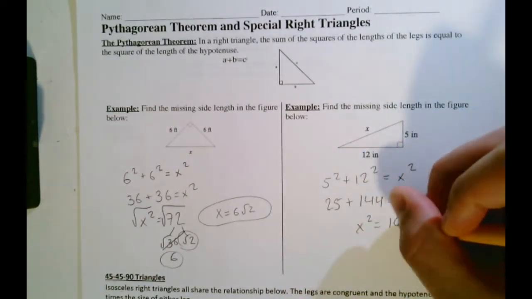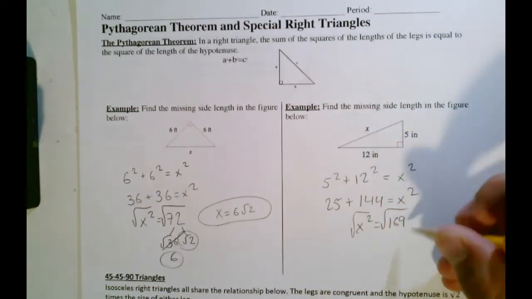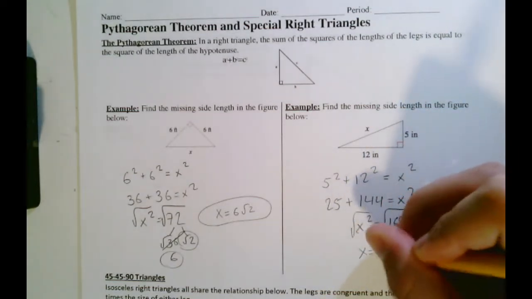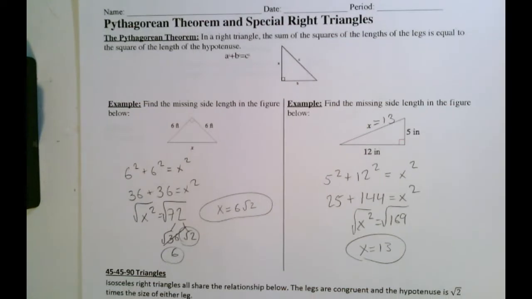Let's flip it like I did before to get 169. I square root both sides. The square root of 169 is 13. So sometimes these answers give me whole numbers, and those are called Pythagorean triples, something that we want to recognize for things like NJSLA tests and the SAT, ACT. So that's Pythagorean theorem. I feel like you're well versed in that at this point.